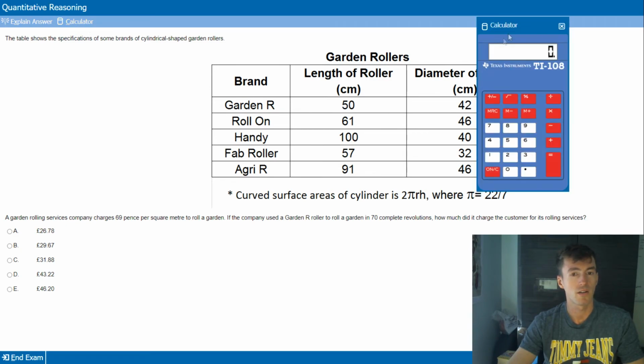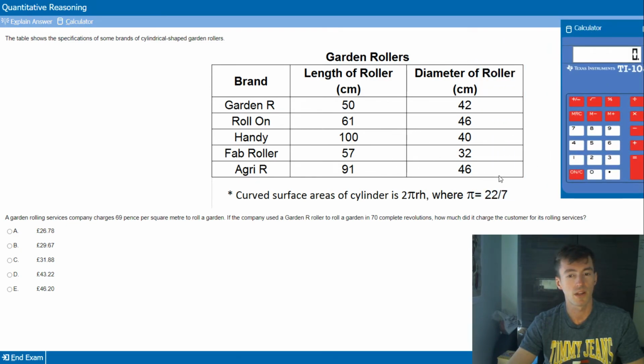Okay, so let's get the calculator out, and just like the last one, we have to find out the area of the roller. So let's do 22 divided by 7. We times that by 2 because it's 2 pi, then times that by the radius, so 42 divided by 2 is 21, and that's times that by 50. That gives us 6,599.9995. So let's just round that up to 6,600. So 6,600. And we're told that that can complete 70 revolutions inside the garden.